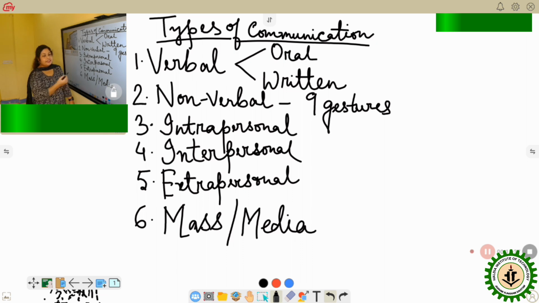Now, this mass and media communication is not always one to one communication, it is mostly one to many. So whatever communication we do with the usage of any mass or media communication form, of which I have told you the examples, like television, radio, internet, teleconferencing, video conferencing, such type of communication is known as mass or media communication.